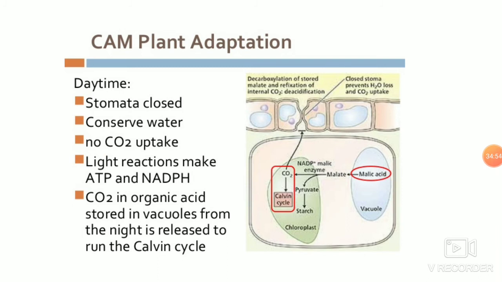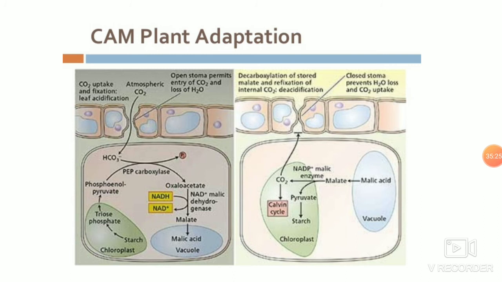Okay, so in the daytime, when the stomata are closed to conserve water, they will not be open, so the light reactions have to proceed. This malic acid comes out of the vacuole, and then the carbon dioxide is released, giving pyruvate and carbon dioxide. The carbon dioxide which is generated goes to the Calvin cycle, where it is converted into organic compounds. So these are the two different steps, which happen in the day and in the night.